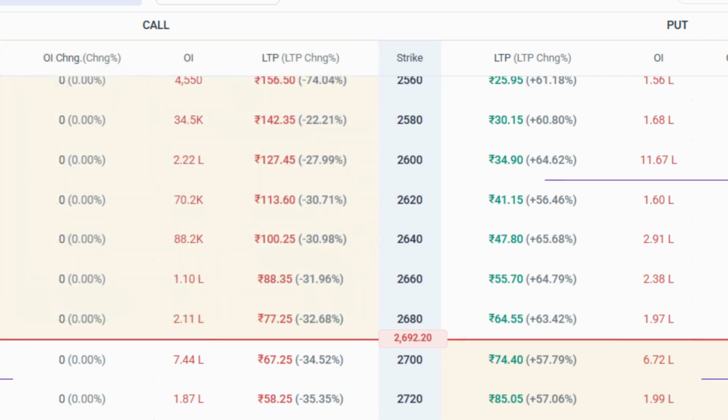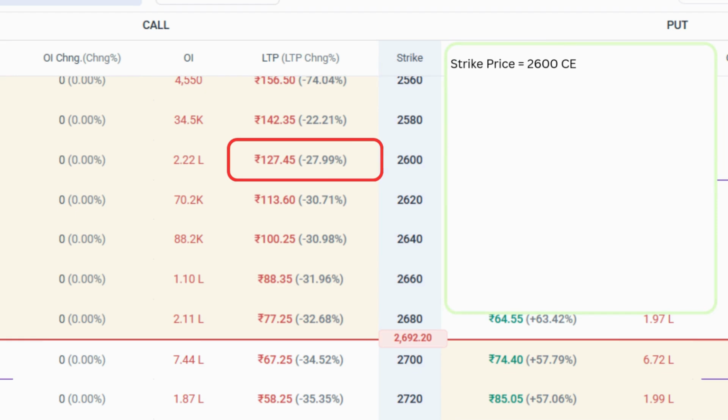Now let us take another example. Look at the 2600 call. The premium is 127 rupees and 45 paise, and the current price of TCS is 2,692 rupees and 20 paise. Since the market price is above the strike price, this option already has intrinsic value.